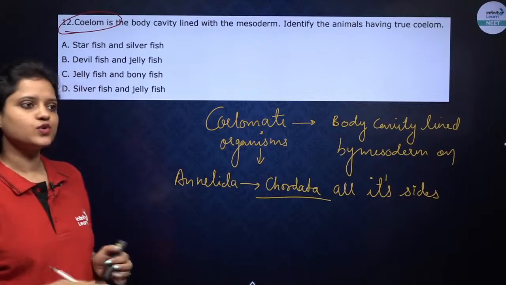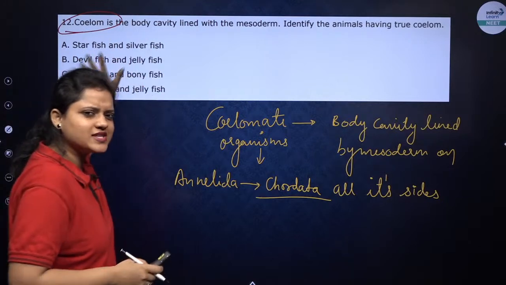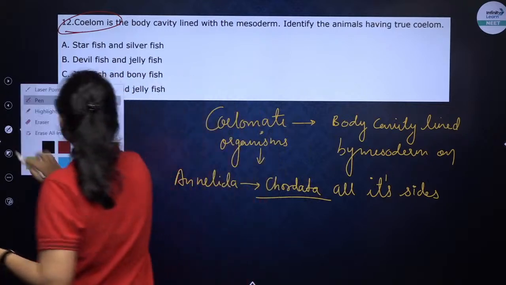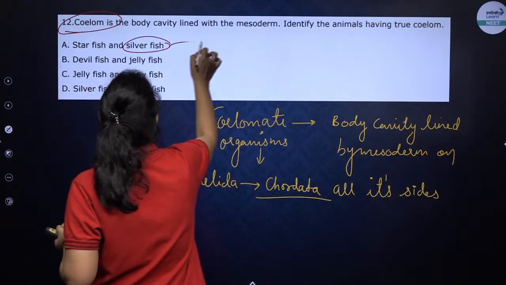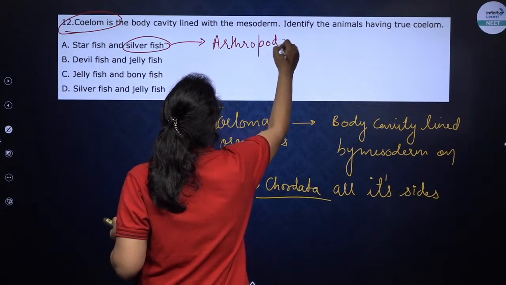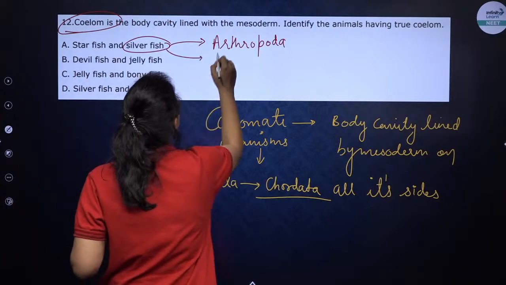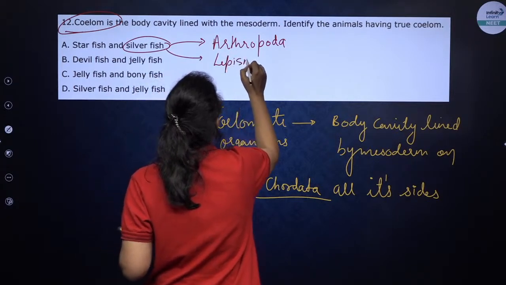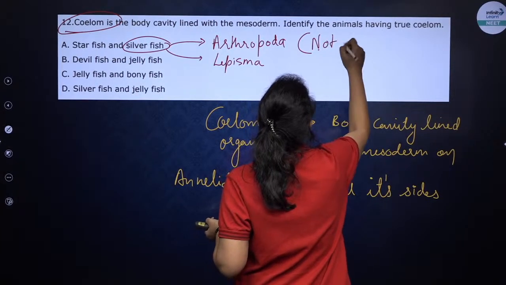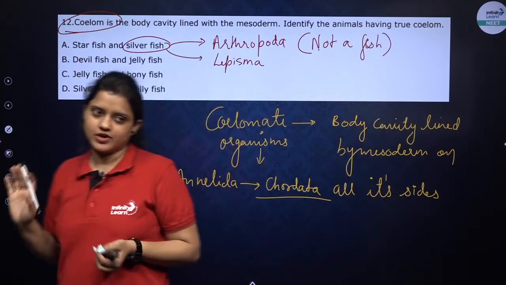From Annelida to Chordata. So here starfish and silverfish. Starfish, what is starfish? It is Echinodermata, right? What is silverfish? Can anybody tell me in the chat? Silverfish is an arthropoda. Okay, silverfish का नाम क्या है? Lepisma. Silverfish is Lepisma. It is not a fish at all. Please note it down. It is not a fish. It is an arthropod. Fine. But it is Arthropoda, right?